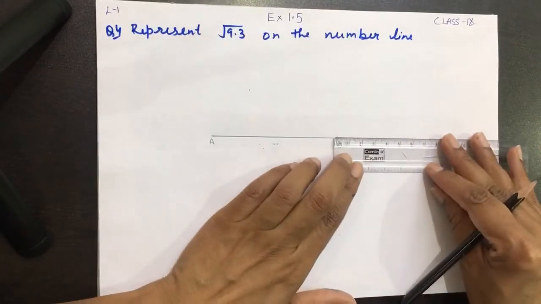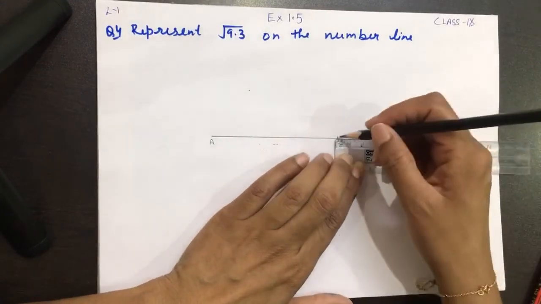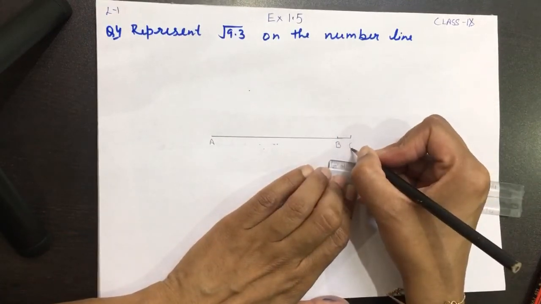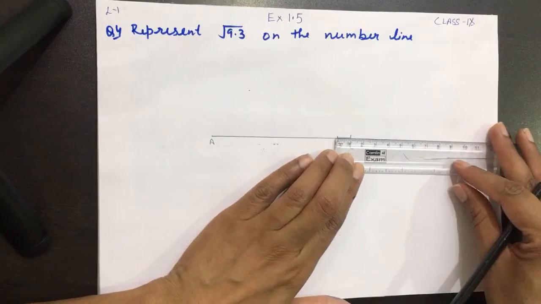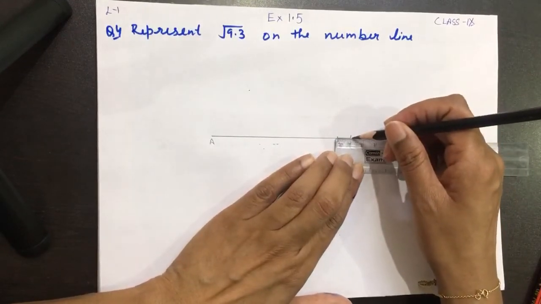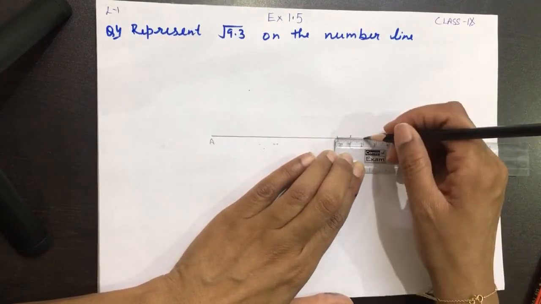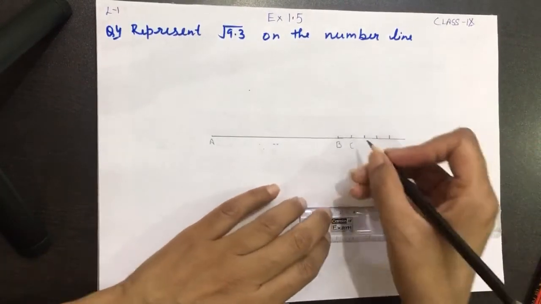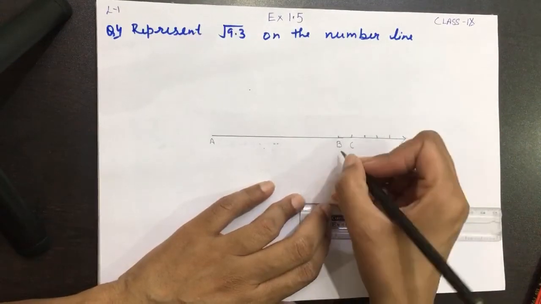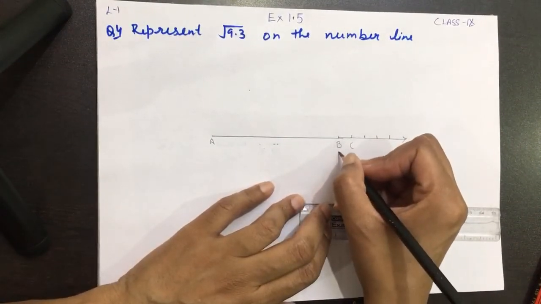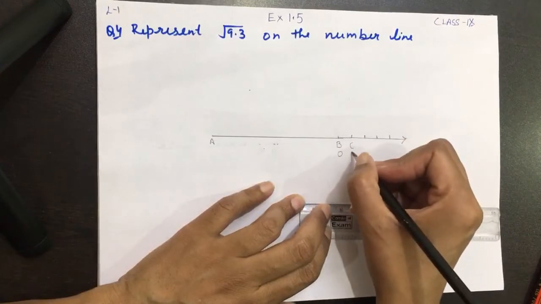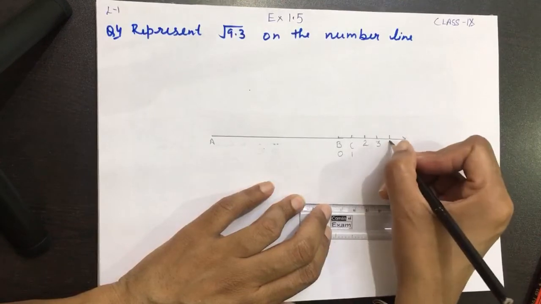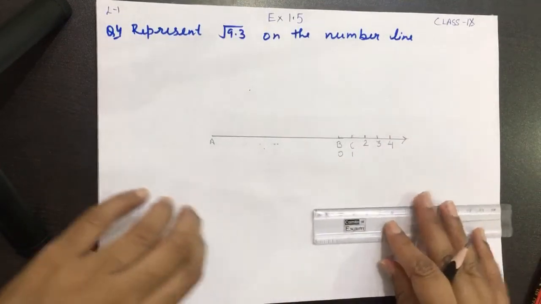You have to write down B. After that, take 1 centimeter more and then mark this point as C. After that, 2 centimeter, and then 3 centimeter, 4 centimeter. Here you have to assume B is representing 0, C as 1, this as 2 centimeter, 3 centimeter, and then 4 centimeter. Fine.